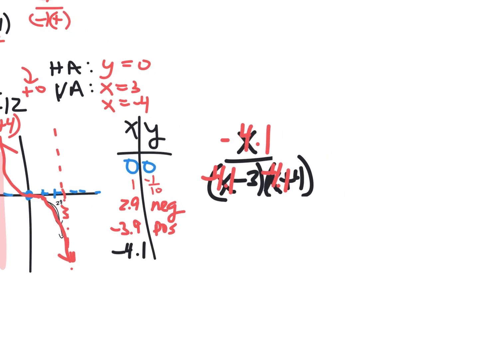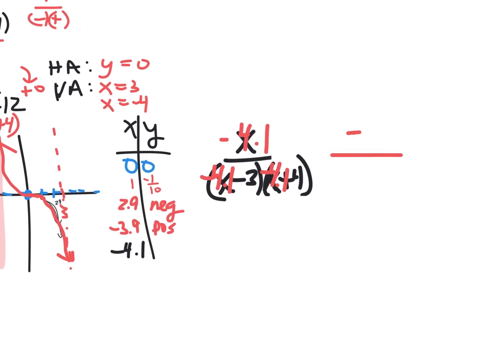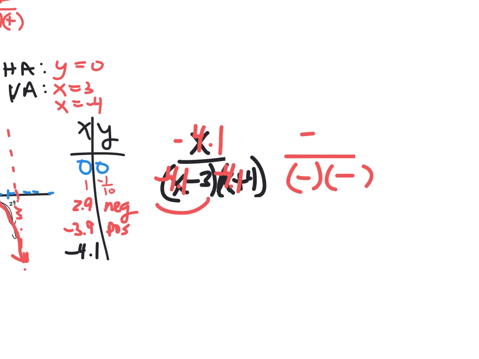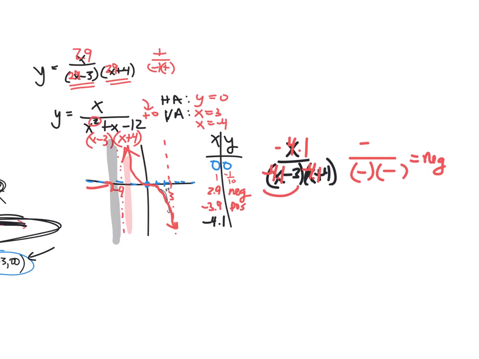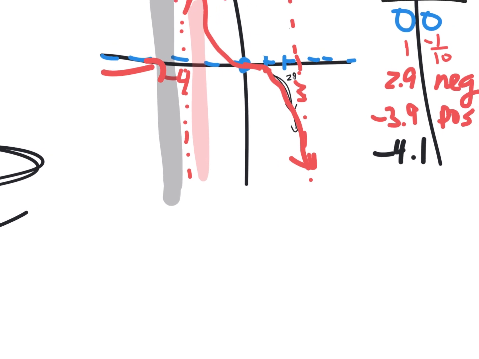And this one is negative on the top, clearly. Over this one would be negative. Times this one would be negative. And therefore, it's a negative or a positive, and therefore overall, it's negative. So I know that this asymptote must be going down right there.